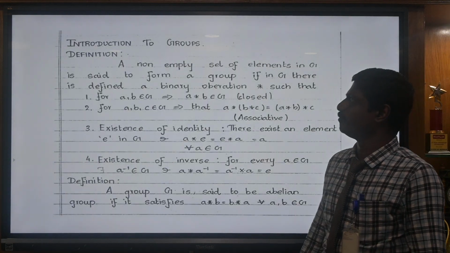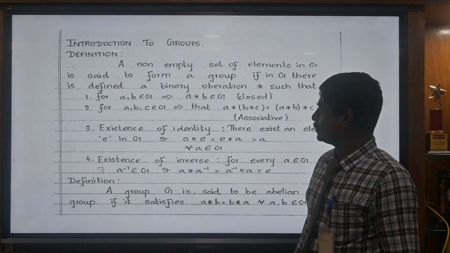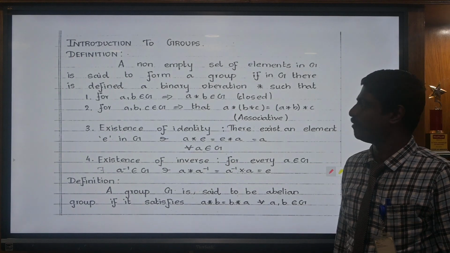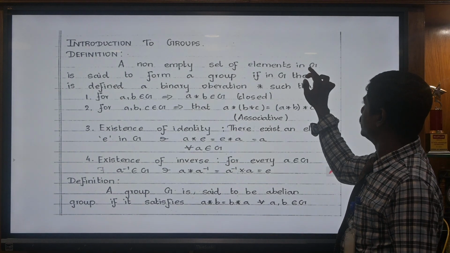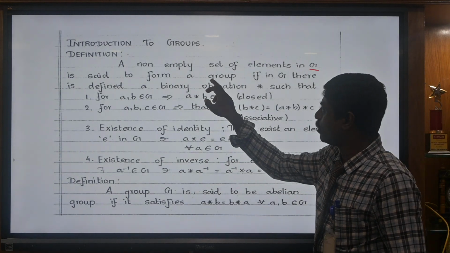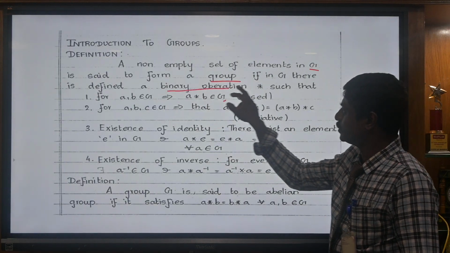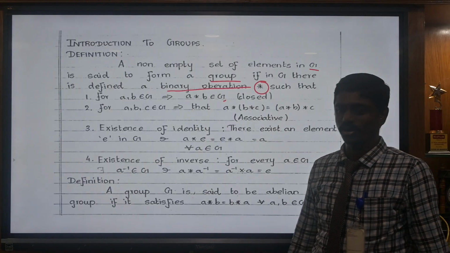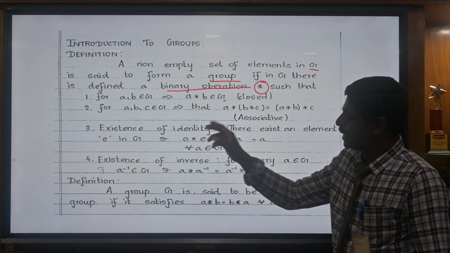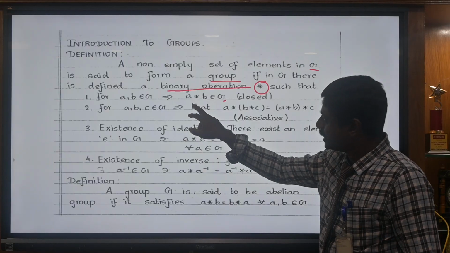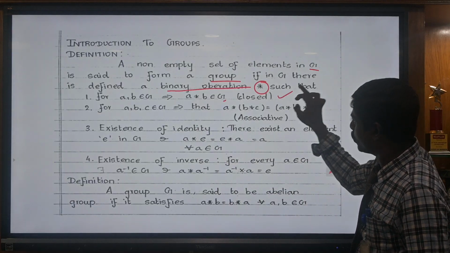First, introduction of the group. Definition. What is a group? A non-empty set of elements G is said to form a group if in G there is defined a binary operation. Here the operation is star, such that A, B belongs to G and A star B also belongs to G. This is the closed property, number one.